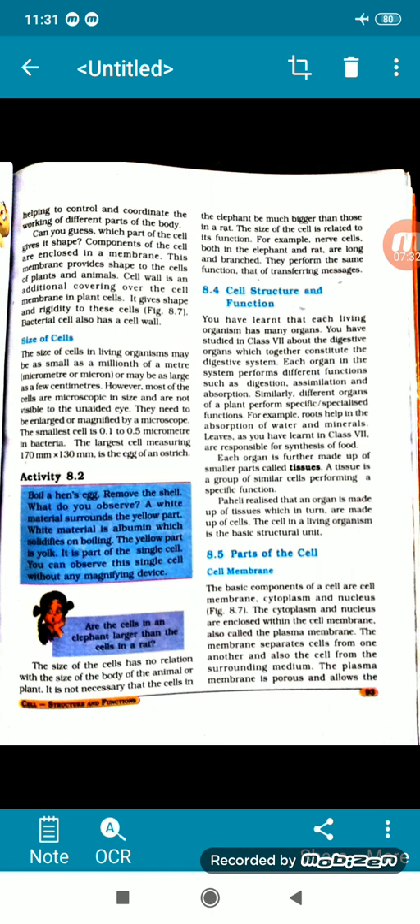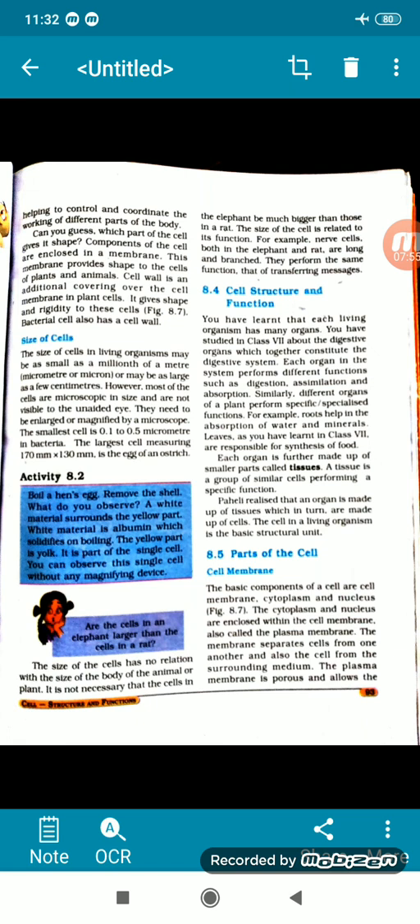Each organ is further made up of smaller parts called tissues. A tissue is a group of similar cells performing a specific function. So, finally, the cell in a living organism is a basic structural unit. 8.5 Parts of the cell. The parts are, the first one, cell membrane.